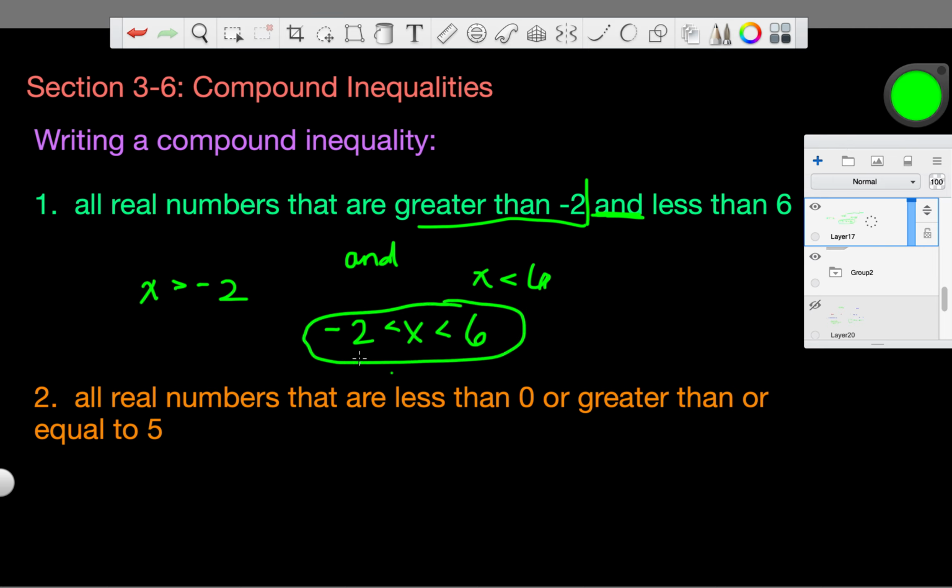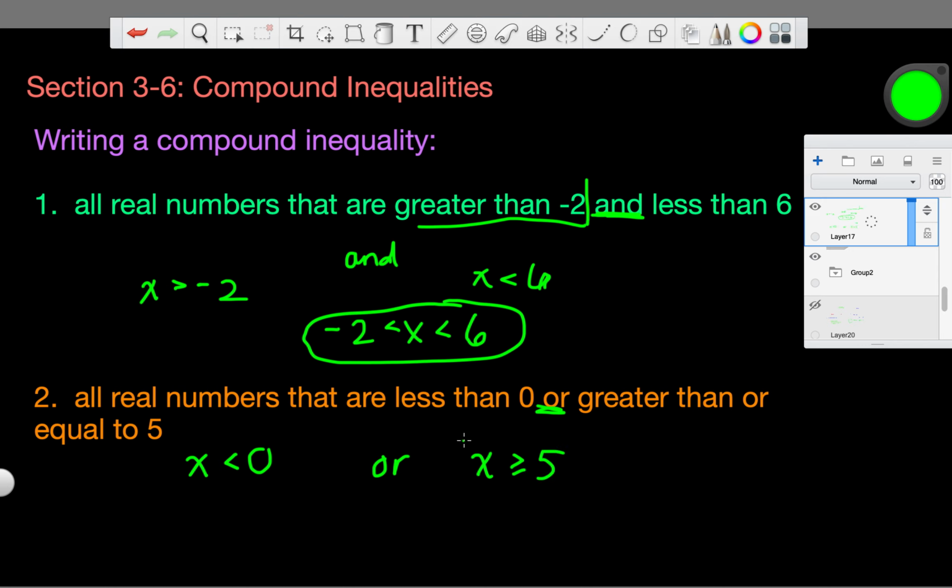Because you can physically see that x is between -2 and 6. Okay? So next up we have that all real numbers are less than 0 or greater than or equal to 5. So that means that we have two inequalities that are separated by or. So the first one says all real numbers, x, that are less than 0 or all real numbers that are greater than or equal to 5.